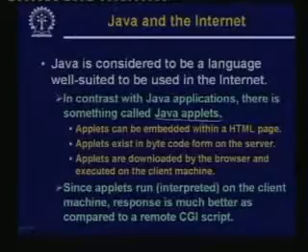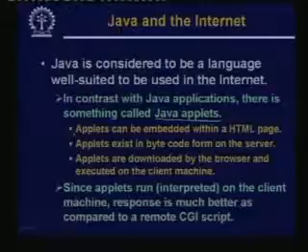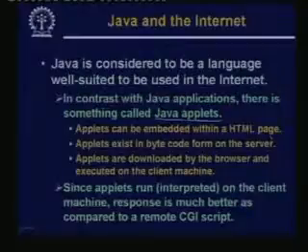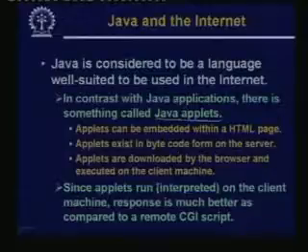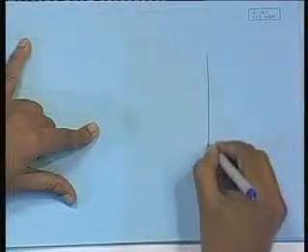So, basically Java Applets are Java programs which can be embedded within an HTML page. Applets exist in bytecode form on the server and applets are downloaded by the browser and executed on the client machine. So, what I have said is this, let us try to understand. This is your web server.